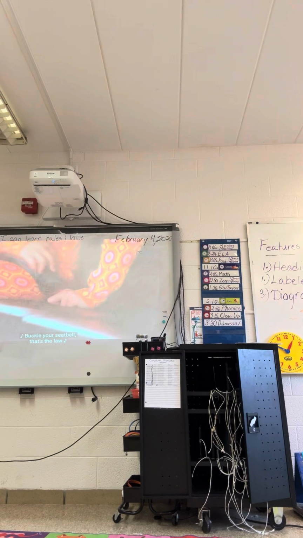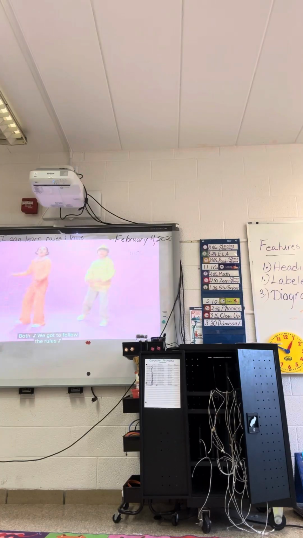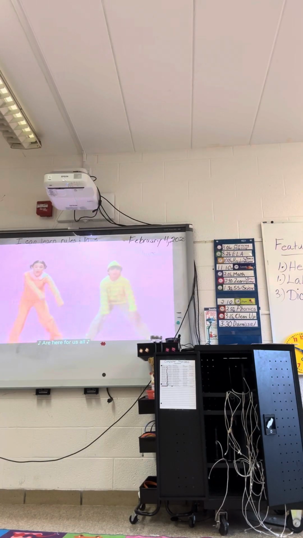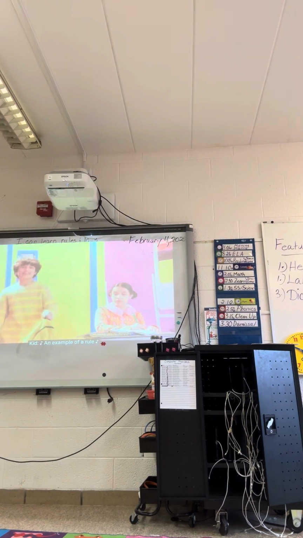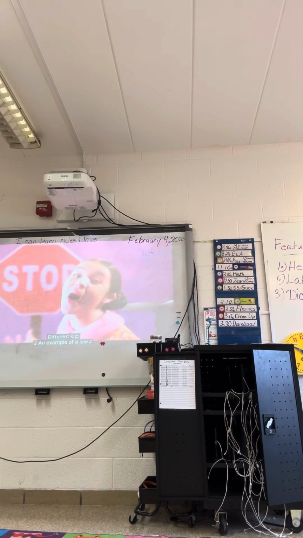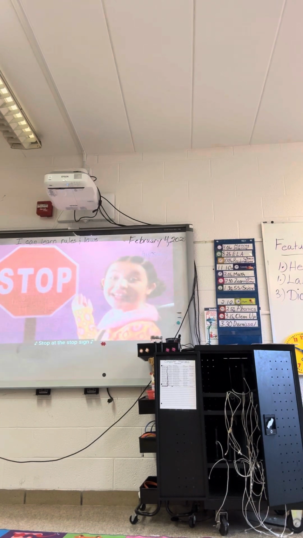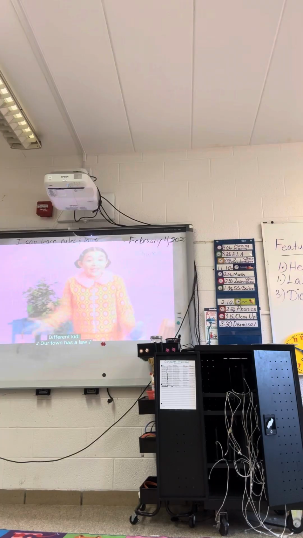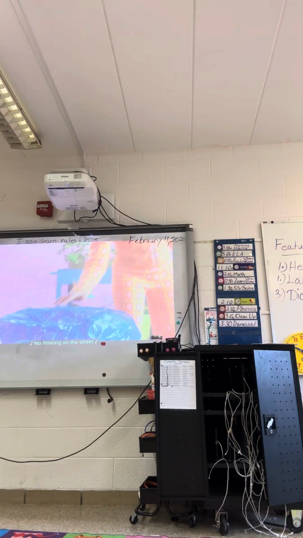Buckle your seatbelt, that's the law, and take a ride with us. We gotta follow the rules, we gotta follow the law, because the rules and the law are here for us all. I say the rules and the laws are for everyone. An example of a rule: get to school on time. An example of a law: stop at the stop sign. Our parents have a rule: before bed, brush our teeth. Our town has a law: no littering on the streets.